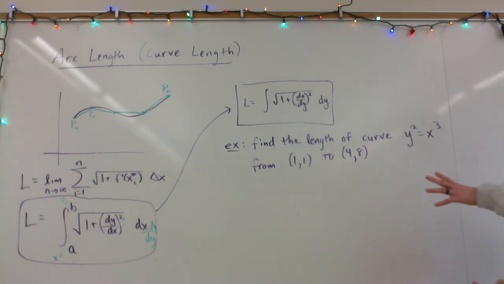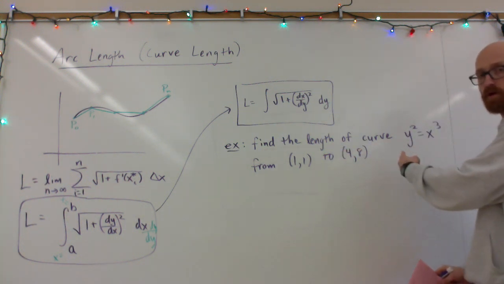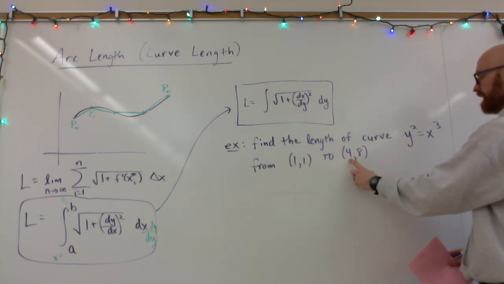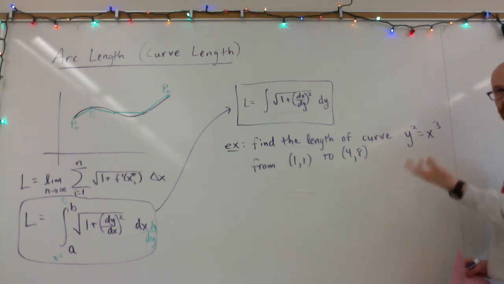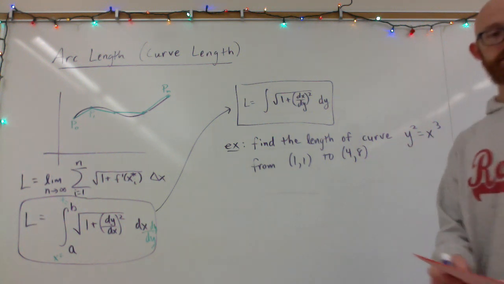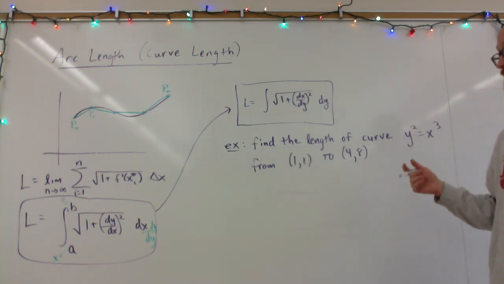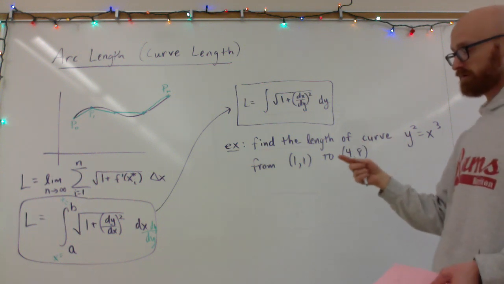And just confirm for yourself real quick that the points (1, 1) and (4, 8) exist on this curve. 1 squared and 1 cubed are obviously the same. 4 cubed and 8 squared, those are the same as well. So those 2 points do live on the curve. And really it's a matter of picking your values here, or your technique.